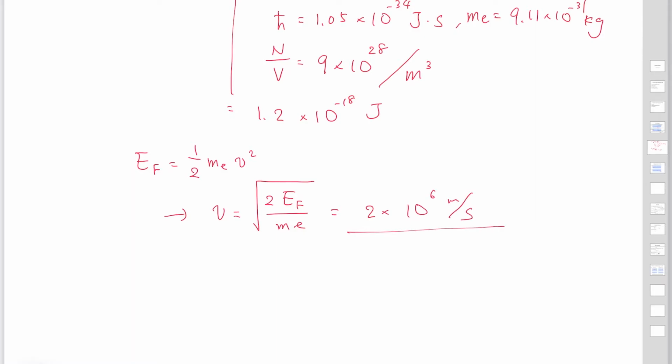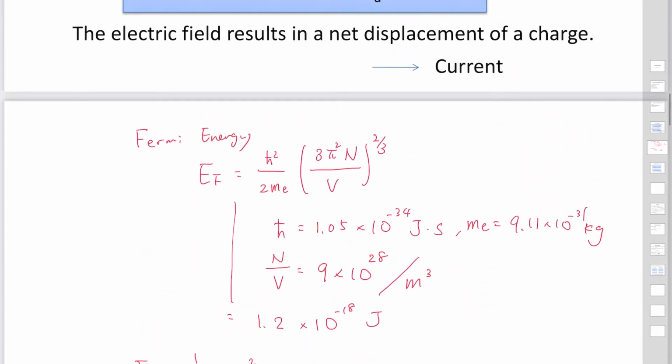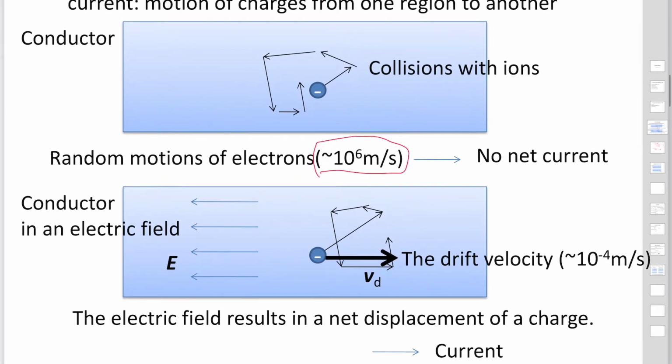If you consider the electron has the energy of the Fermi energy, then we can estimate the speed of the electrons is about 10^6 meters per second, about 1000 kilometers per second. This is the random motion of the electrons.